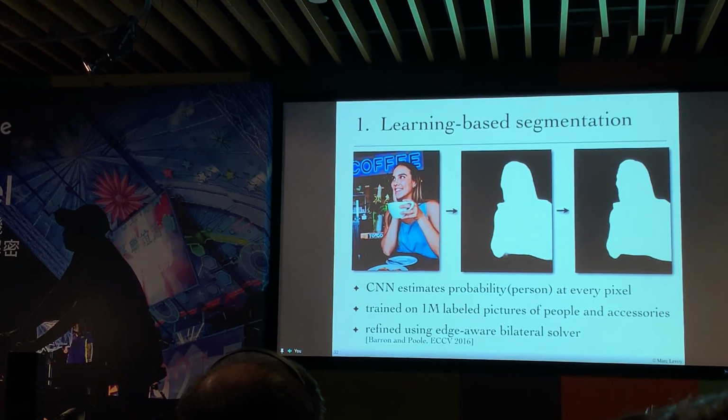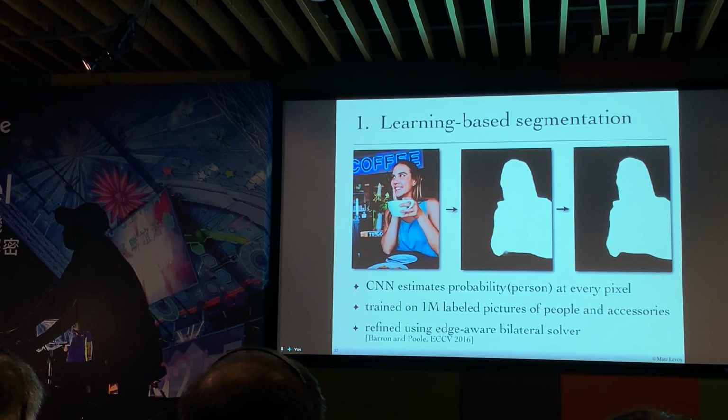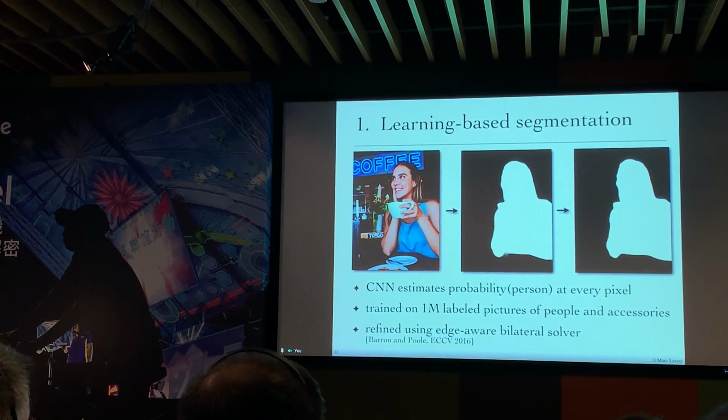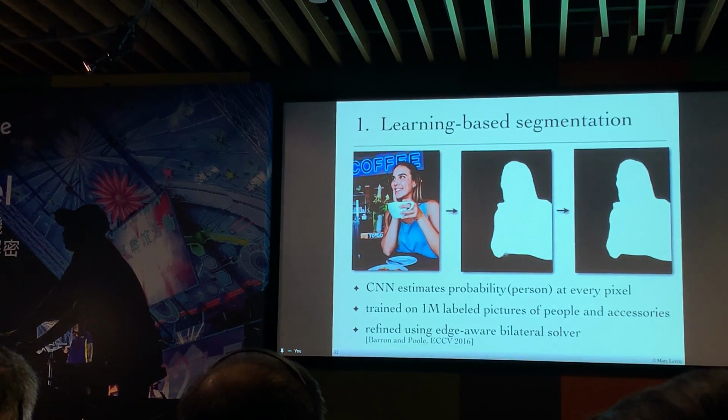All right, let's go through each technology. So first, the segmentation. It's a convolutional neural network. It estimates the probability of a person at every pixel in the image. It's trained on a million labeled examples of people and their coffee cups, ice cream cones, hats, babies, dogs, and here's the mask that it produces. So white means yes, there's a person, black means no, there's not a person there. And then we smooth it out and snap it to the edges of the color image using this bilateral filter.